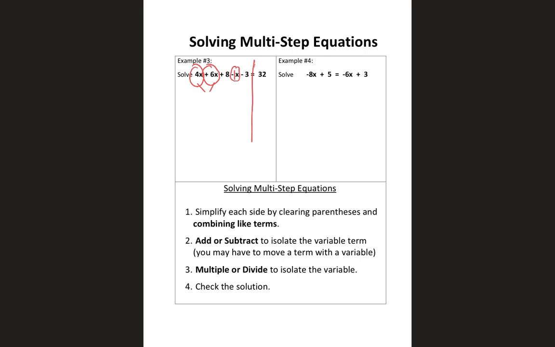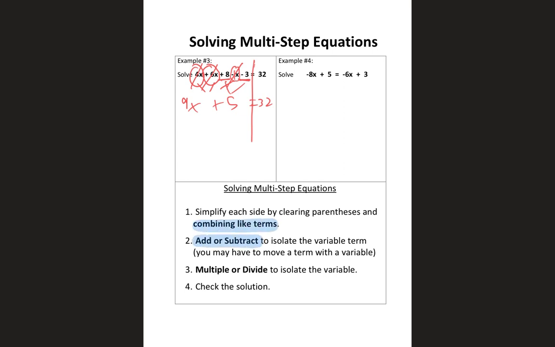So I got 4 plus 6 plus negative 1. If I put that in my calculator, I'm going to get positive 9 x's, right? And so I can put a slash through that. Right now I have positive 8, I can just underline that, and then negative 3. We're going to make sure it's a negative 3. Now if I combine those, that's going to give me a positive 5 equals 32. So that was our first step: we combined like terms.